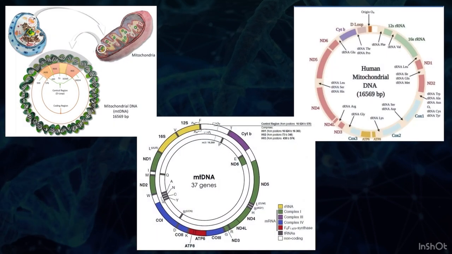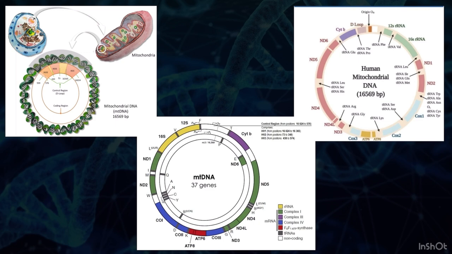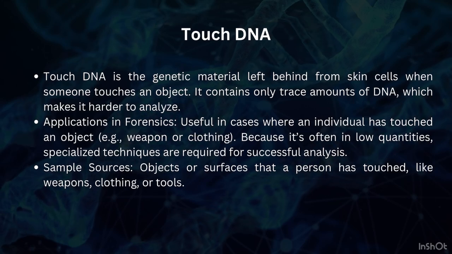Now, move to the images of mitochondrial DNA. In humans, mitochondrial DNA consists of 16,569 base pairs. Now, move to the next, which is touch DNA.